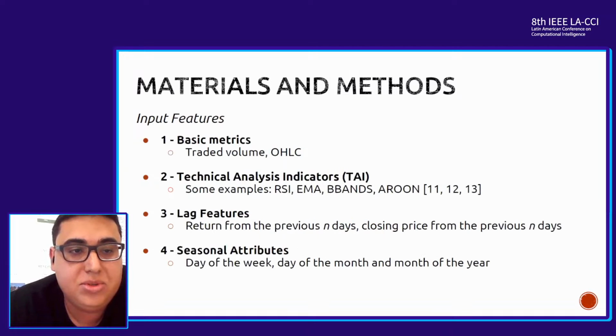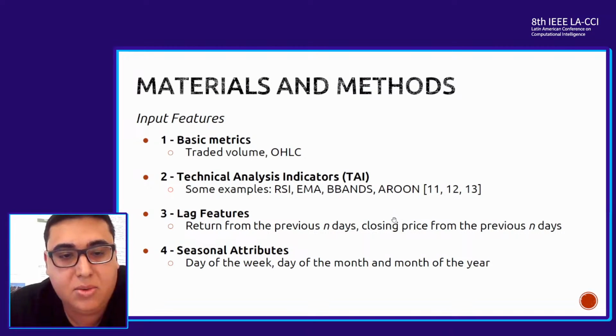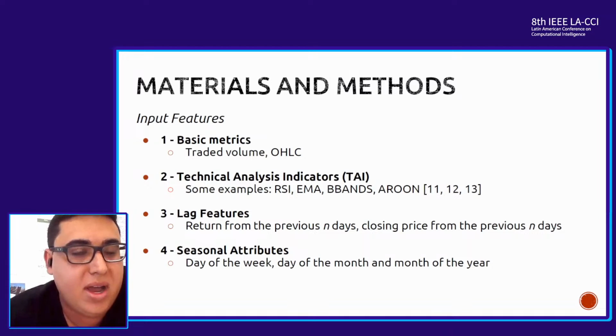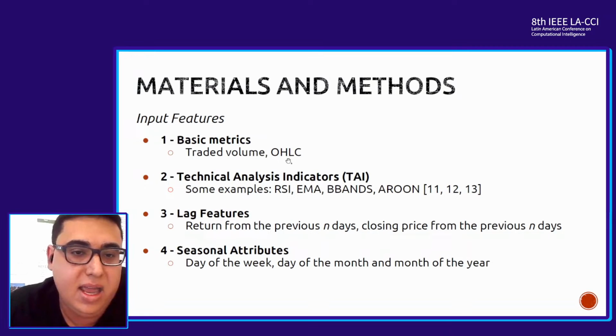We used some basic features as input. We separated them into four groups, 4 sets. The first one is some basic metrics, which are the trade volume during a trade session, and the open, high, low, and close prices during a trade session. The open price is the first trade price during a trade session. The high is the highest price, the low is the lowest price, and the closing price is the last traded price during a trade session.